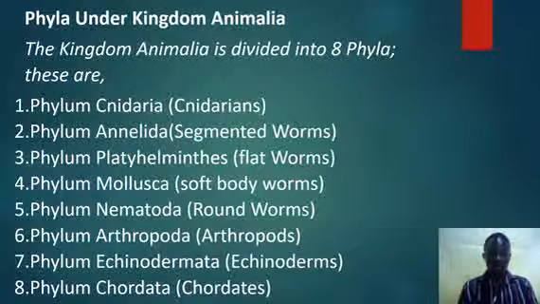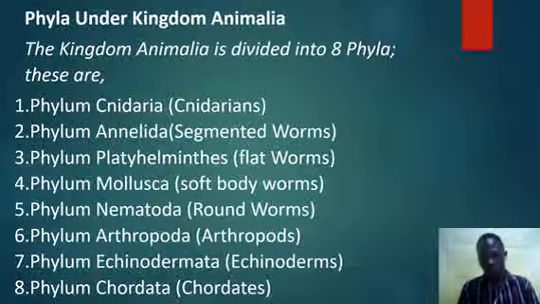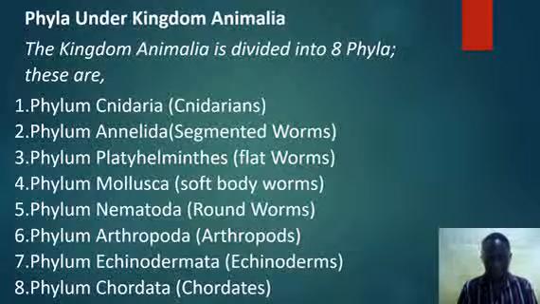Now in this kingdom, there are 8 phyla. There are 8 subdivisions or 8 phyla under the kingdom Animalia. We shall be looking at all the 8 phyla, and then we'll go ahead to discuss them one by one. The very first phylum I'm going to talk about here is the phylum Cnidaria. We call them Cnidarians. So that's the first phylum. The second one is the phylum Annelida. That's the annelids, or we call them the segmented worms.